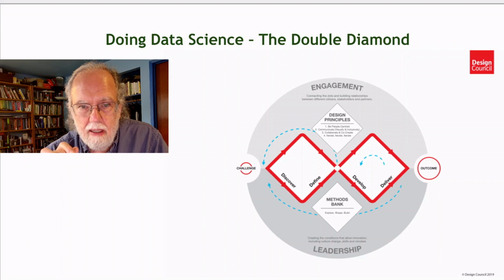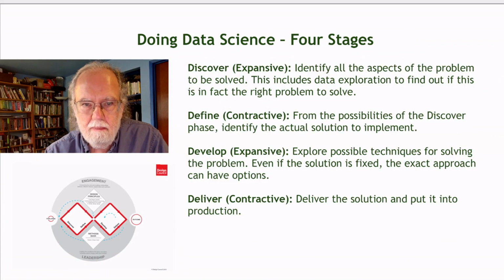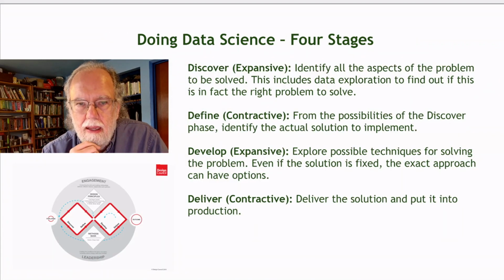Going more into these particular phases, well, expansive, discover. We identify all the aspects of the problem. Define. From the possibilities, we contract down to our solution. Develop. We expand out and identify different ways of solving a problem. Then we contract down to the best way to deliver it.